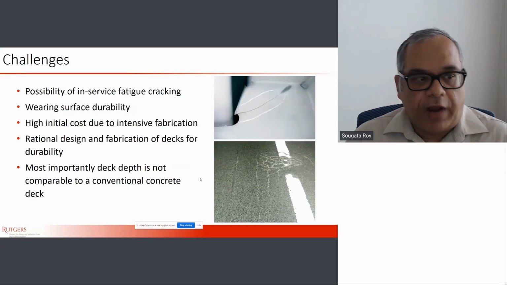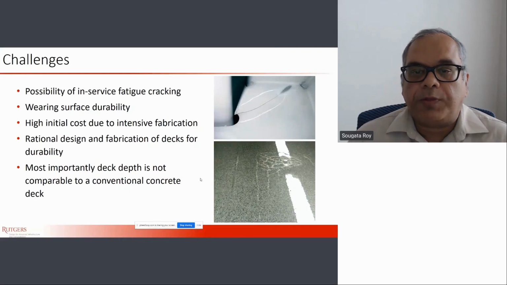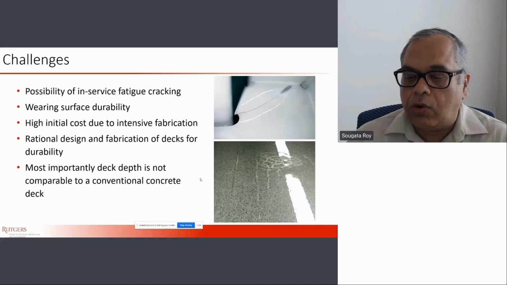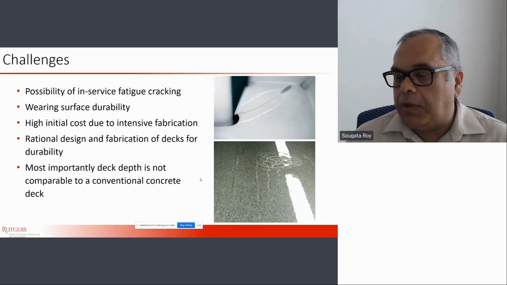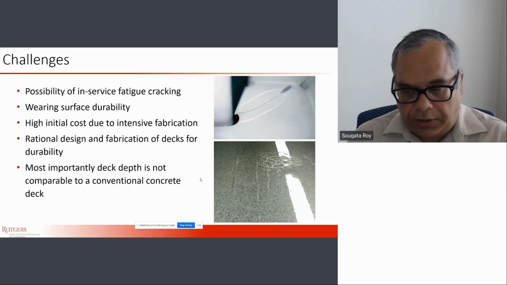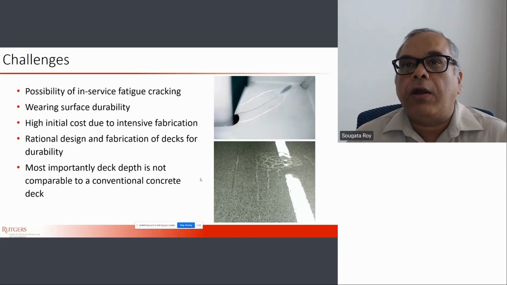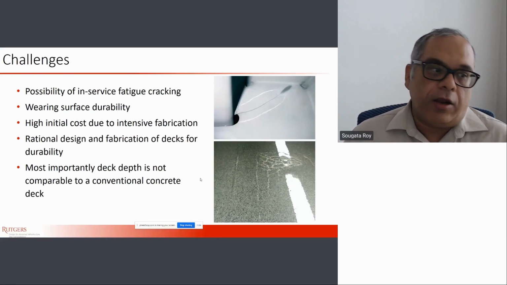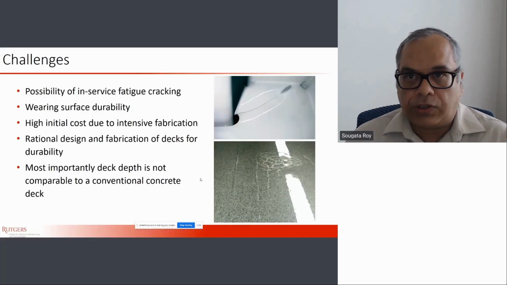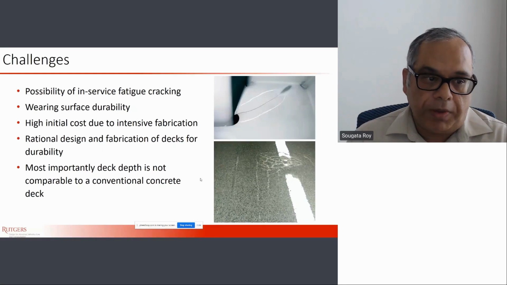There is also a lack of rational design and fabrication standards or specifications. Many designers go by their own design ideas, and as a result, the design and fabrication specifications tend to be overbloated, over-designed or over-prescriptive, and that boosts up the cost because the labor costs are pretty high in the US, and as a result, this does not become palatable for regular use.